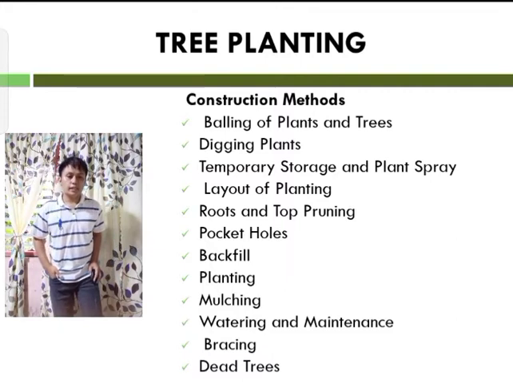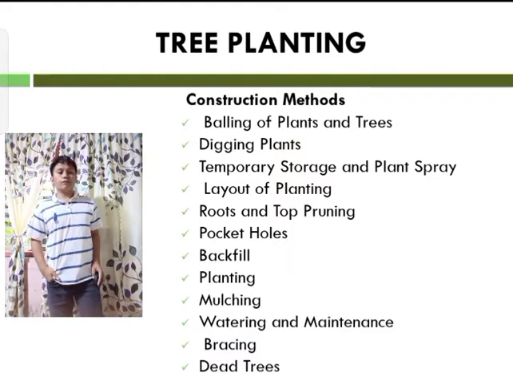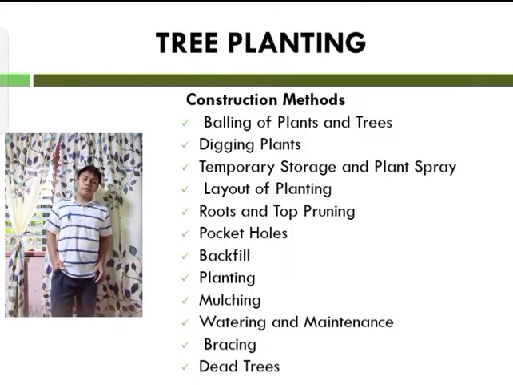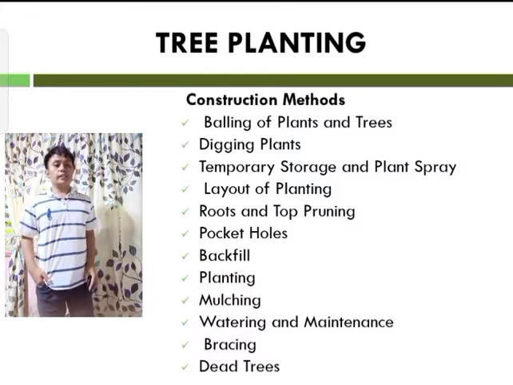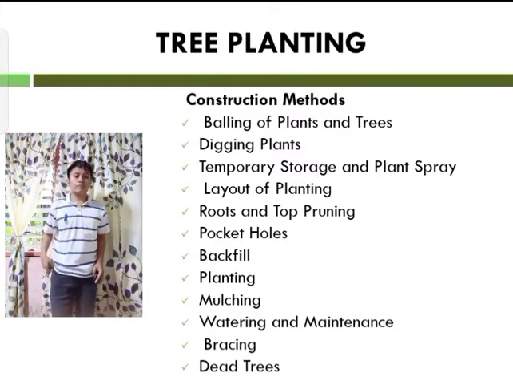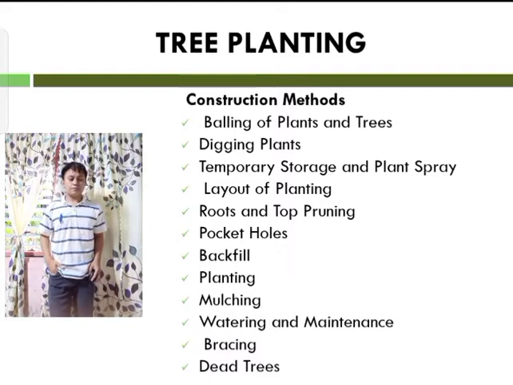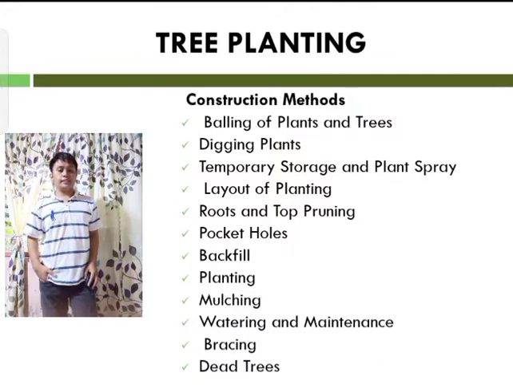So next is laying out of planting. Before digging of pocket holes or beds, the contractor shall lay out by suitable staking the location of pocket holes and beds, and the layout of planting shall be approved by the engineer. The next one is roots and pruning. The ends of broken and damaged roots, 6 mm diameter or larger, shall be pruned with a clean cut, removing no more than the injured portion. All plants shall be pruned to balance the top with the root, keeping the natural shape of the species.